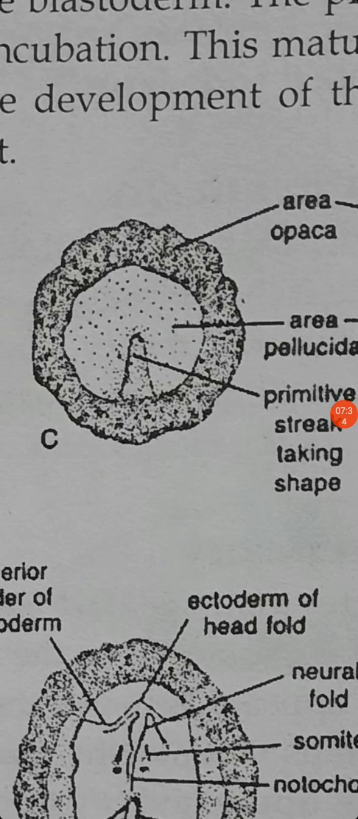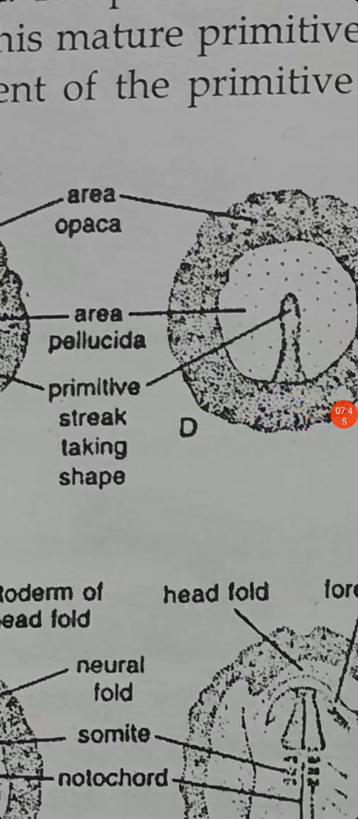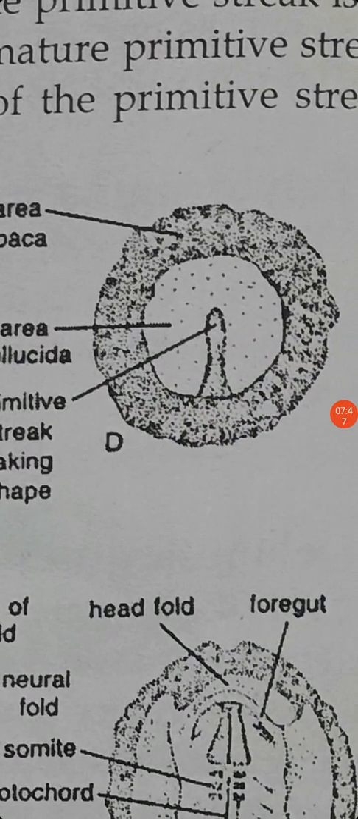So how much time does it take? 18 to 19 hours of incubation. This mature primitive streak is called the definitive primitive streak. See here in diagram D, it grows. And the development of the primitive streak is influenced by the underlying hypoblast.